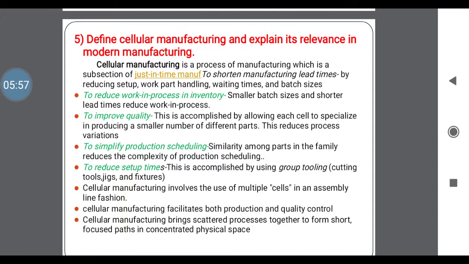Then what are its relevance? First one is to reduce the work in process inventory. That is, make smaller batches and reduce the work in process. Second one is to improve quality. You know how to improve quality? Here we use the specialization of producing a number of parts. By this the quality of the product is increased.